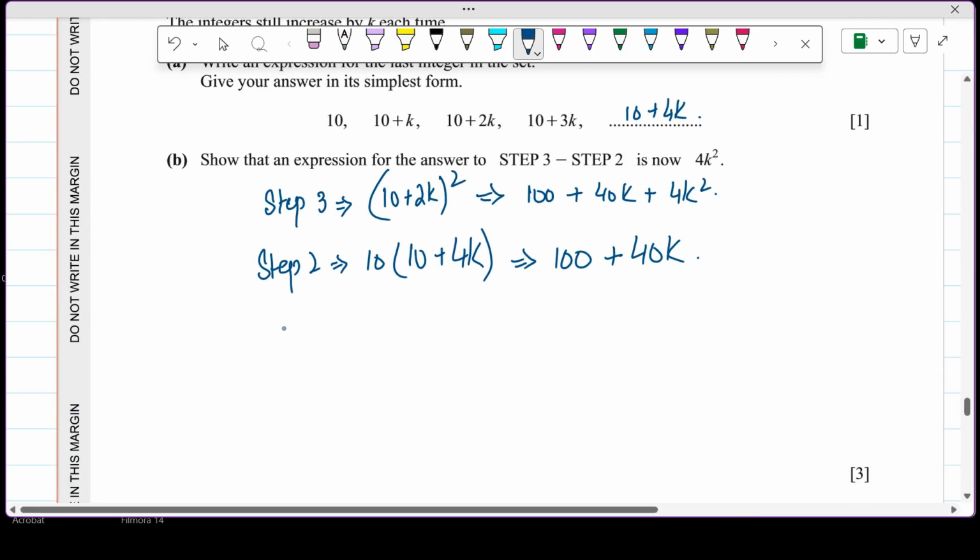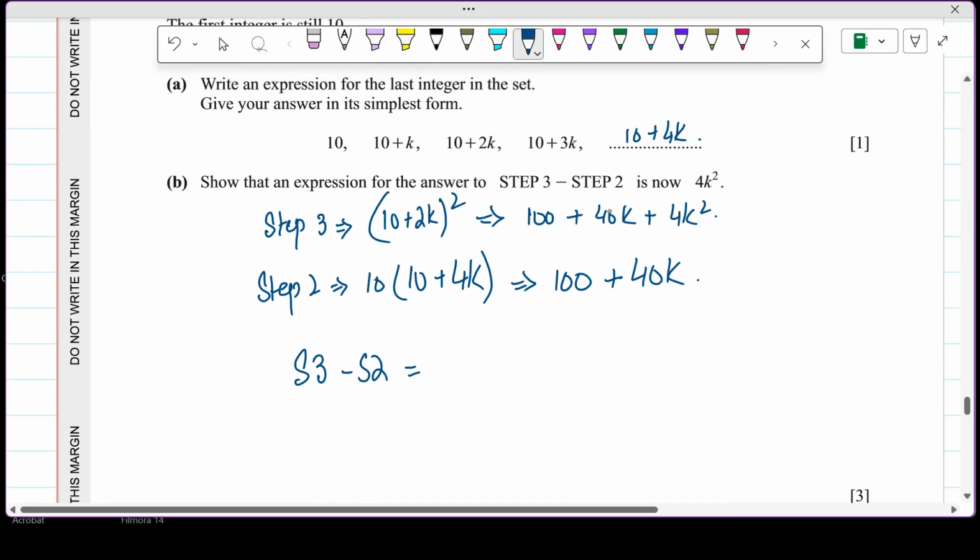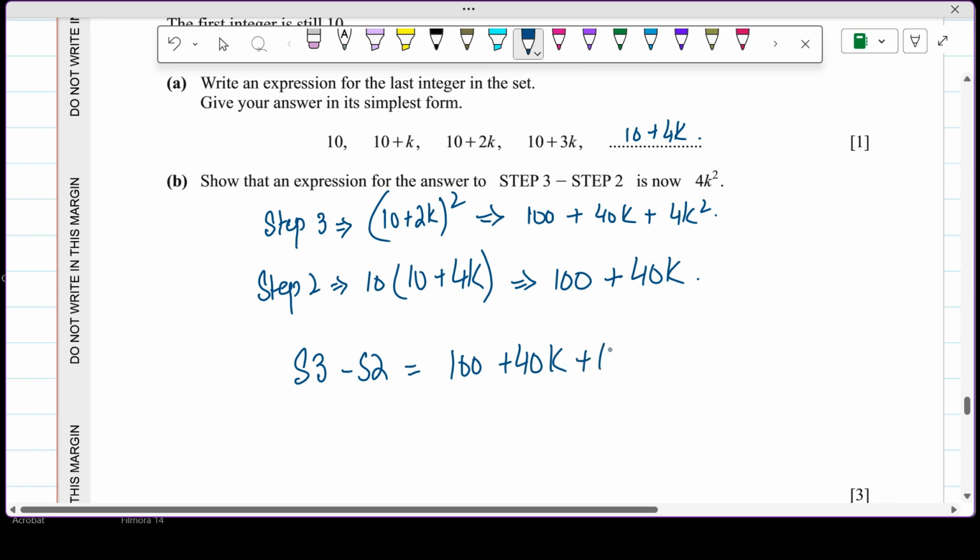Now we need to find the difference of step 3 and step 2. So step 3 minus step 2 equals step 3, which is 100 plus 40k plus 4k squared, minus the answer to step 2, which is 100 plus 40k.